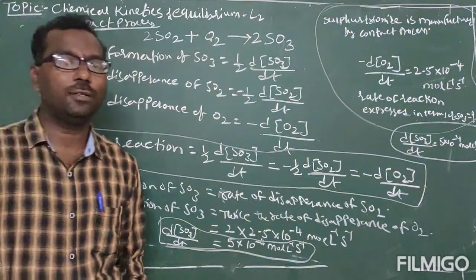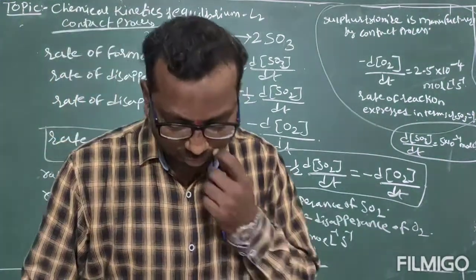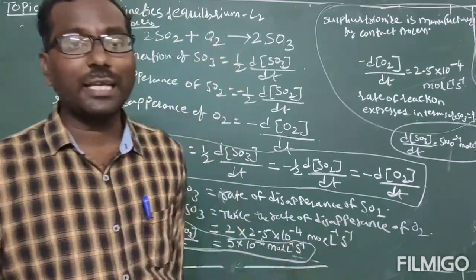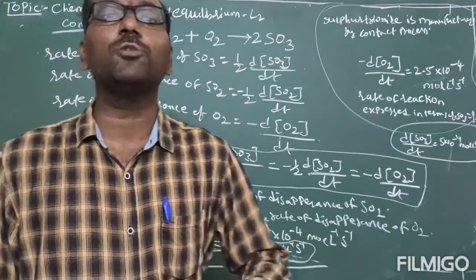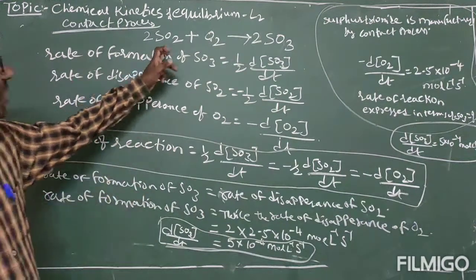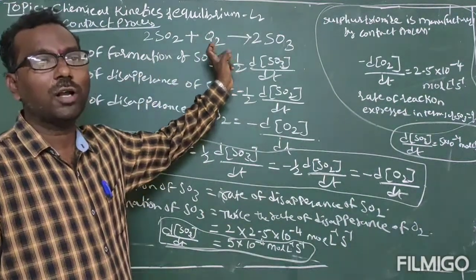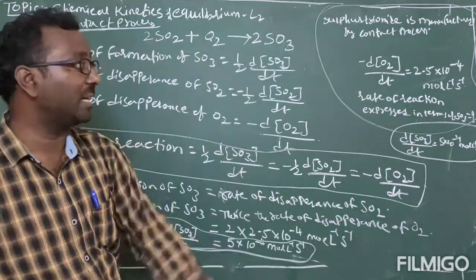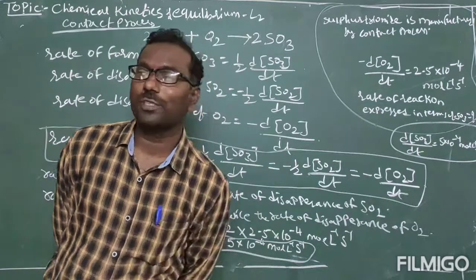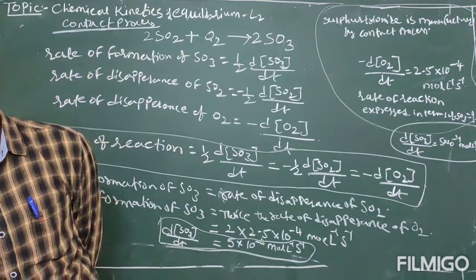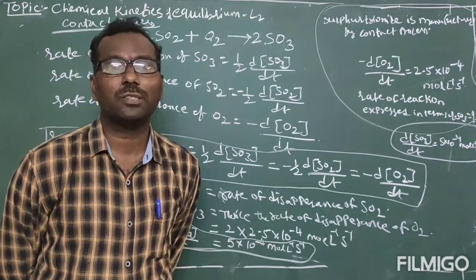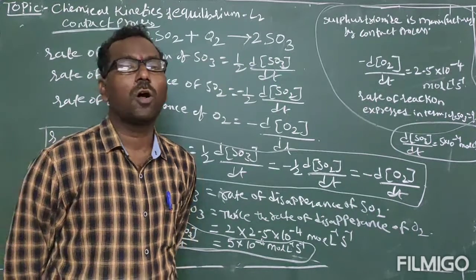What is the actual question? You are supposed to find the rate of reaction for SO3 in the contact process. First of all, you should know what the contact process is. Contact process means sulfur dioxide is oxidized by oxygen to give sulfur trioxide. Okay, so the contact process is used for sulfur trioxide manufacturing. Please make a note of this point. Sulfur trioxide is manufactured by using the contact process.